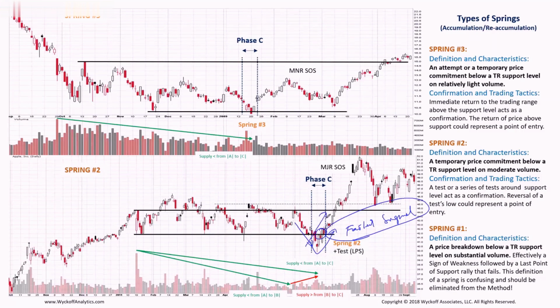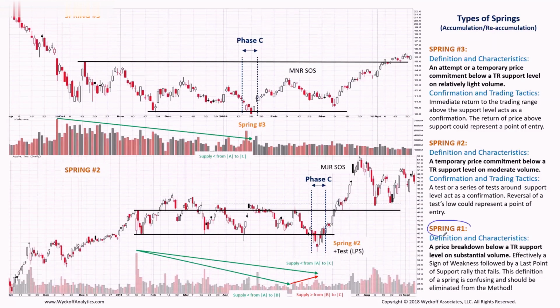What do you think they're going to do as the price comes back into the trading range? They're going to try to sell it. They try to close this position, making it a market order to buy, which will push the price through the trading range into the sign of strength. And that's what we see here.